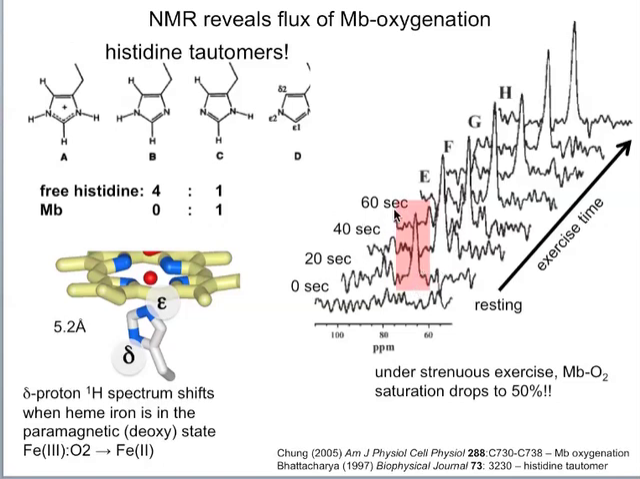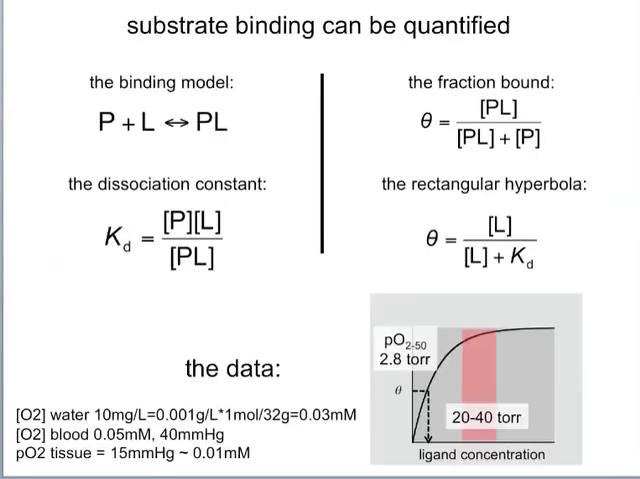20 seconds, 40 seconds, 60 seconds, over several minutes' worth of exercise time for this poor little rat. And what we see, and we're not quantifying these peaks, at least I'm not showing you that, feel free to go look at Chung et al. from 2005. What you'll see is that the myoglobin saturation drops to 50%. Backing up again, let's look at our cartoon.